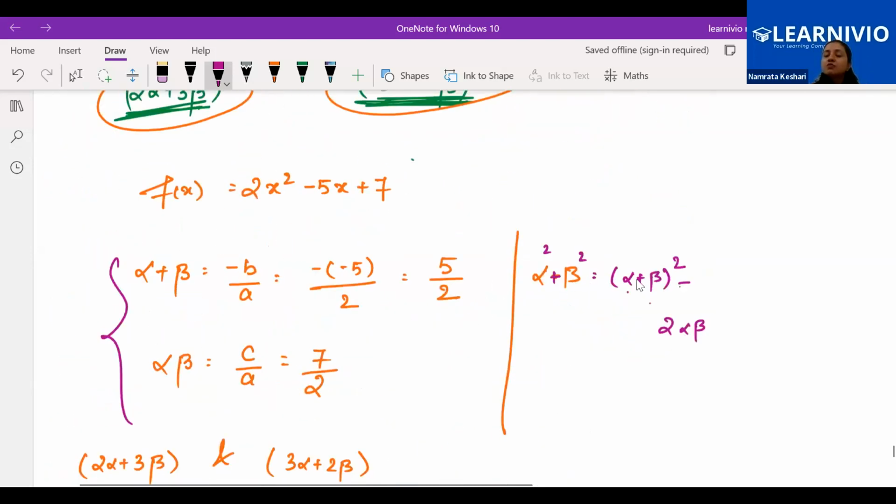Alpha square plus beta square means alpha plus beta whole square minus 2 alpha beta. Let's do the calculation here only. So if we calculate, are you getting it, Harshit? So far, is it clear? Yes, ma'am. If we substitute alpha plus beta over here, we will be getting 5 by 2 whole square minus 2 into alpha beta value, which is 7 by 2. Is it clear, Zanab, Galvin, Aisha? Who else is there? Ziana? Yes, ma'am.